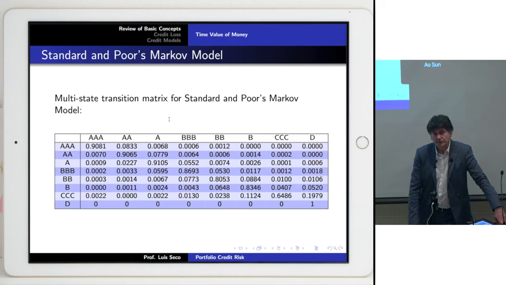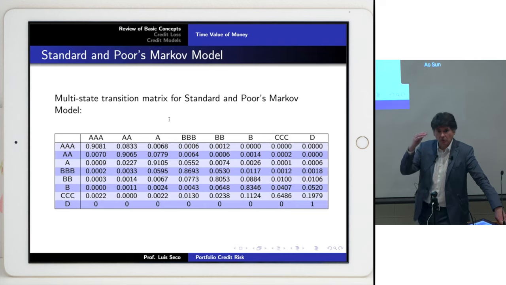So every Markov chain has an attractive state. In this case, the attractive state is the default state, which, by the way, is very obviously the attractive one. Every Markov chain has one as an eigenvalue, always.